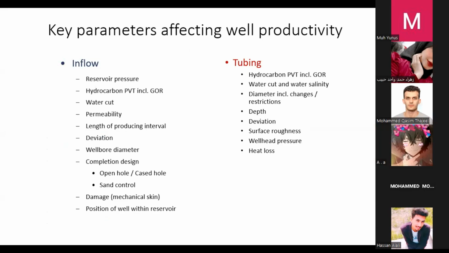Here are the key parameters affecting well productivity in terms of inflow performance and tubing performance. For inflow performance, for sure, the reservoir pressure is the first node affecting the inflow performance. And as we mentioned before, the fluid properties, the hydrocarbon PVT, including the GOR, affect the shape of the inflow performance. Water cut, permeability, the length of the production interval, that will affect the KH. The KH is affecting the inflow performance.